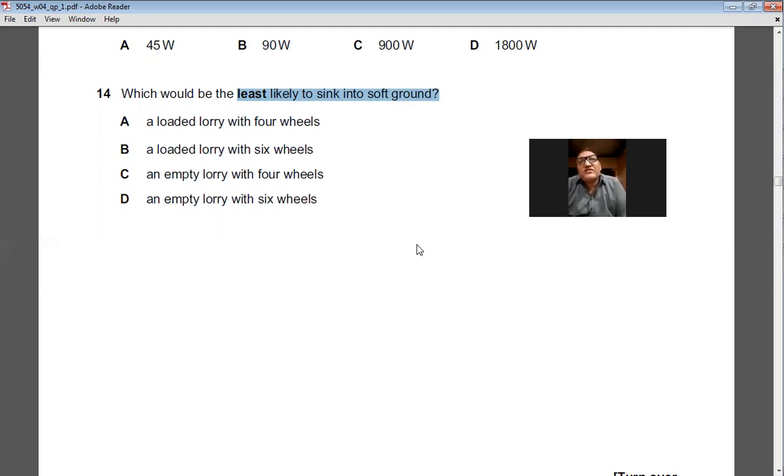So the least chance of sinking, that lorry which is empty and its contact area with the ground is larger, so the pressure will reduce. So I think an empty lorry with 6 wheels is the best.